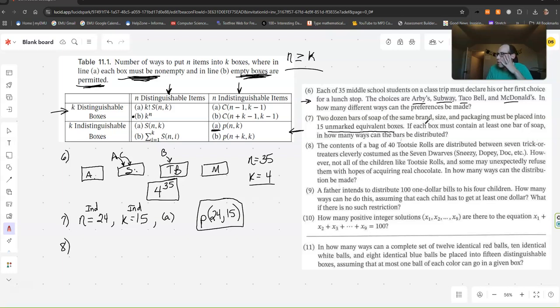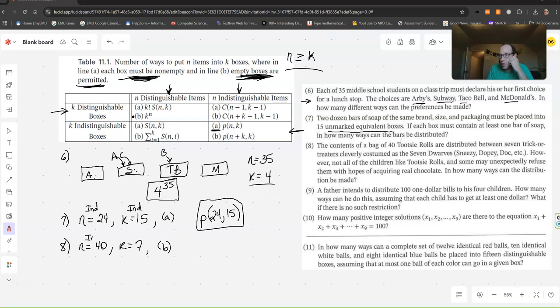40 Tootsie Rolls are distributed between 7 trick-or-treaters. Okay, so we're going to let n equal 40, k equals 7. However, not all the children like Tootsie Rolls, and some may unexpectedly refuse them. How many ways can a distribution be made? So we're saying empty are okay here. The children here are the boxes, or you could think about them maybe as having bags that they collect the Tootsie Rolls in. But either way, it's situation B.